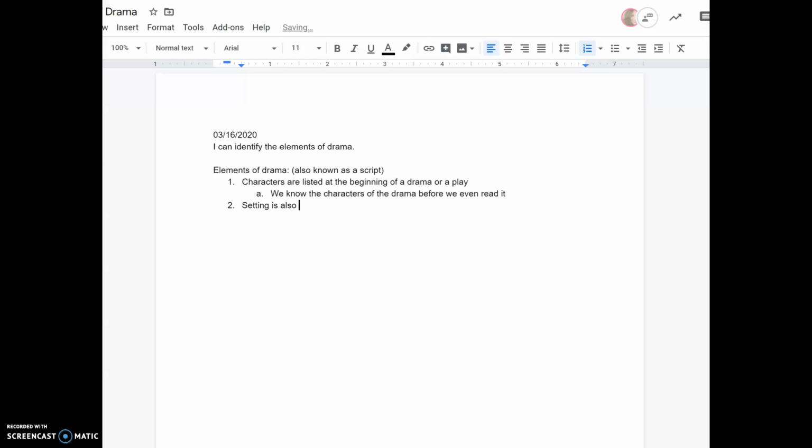The setting is also told at the beginning of the play or drama, and whenever the setting changes. And like we said on the characters, we know the setting of the drama before we ever read it.